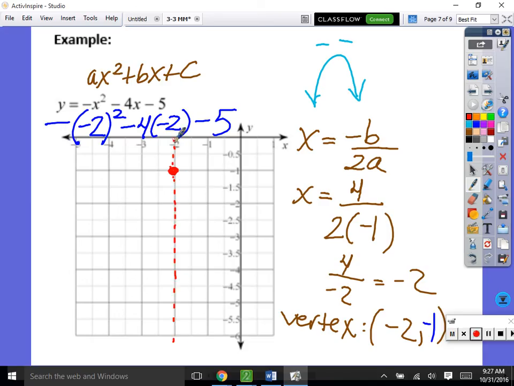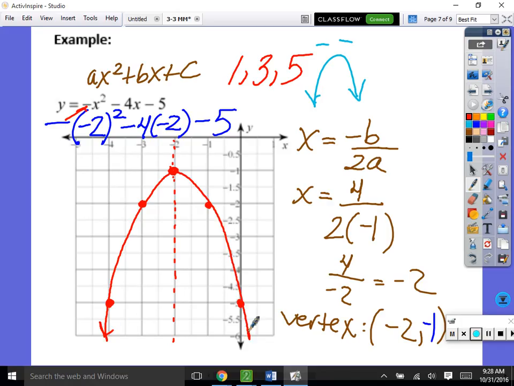And then we know it's -1 in front. So we're still going to use the 1, 3, 5, 7 rule, but we've just got to go over 1, down 1. So instead of going up, we're going down, which makes sense because it's upside down. Over 1, down 1, over 1, down 1, over 1, down 1, 2, 3, over 1, down 1, 2, 3. So I'm using the 1, 3, 5, 7 pattern that happens with parabolas.